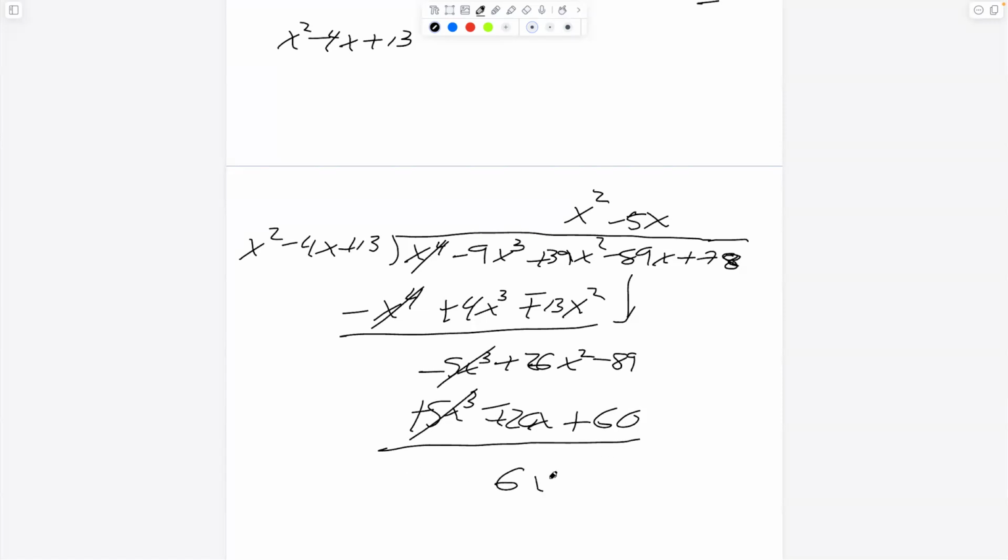I think I get 6x squared minus 29x. I lost my x's there. Those were x's. See, I knew I had to have an x there. I knew something had goofed because my powers better line up. And then plus 78. Okay, what do I multiply x squared by to get 6x squared? 6. So what do we get here? 6x squared.